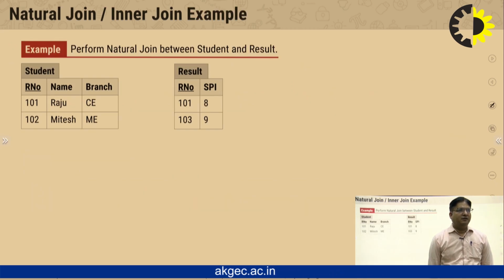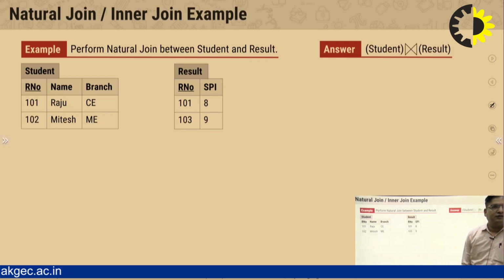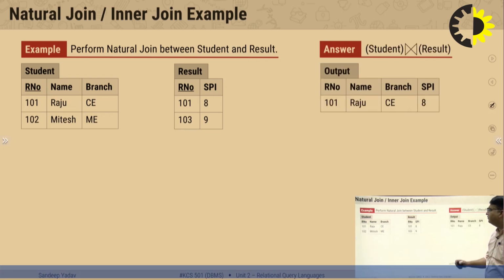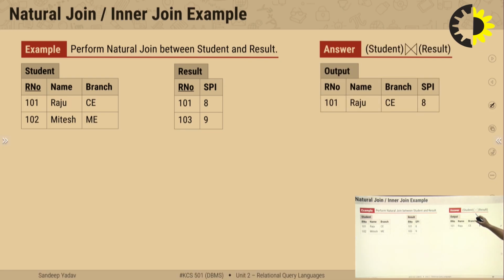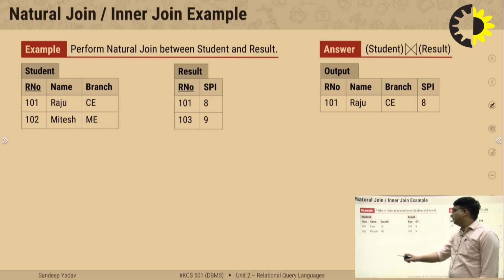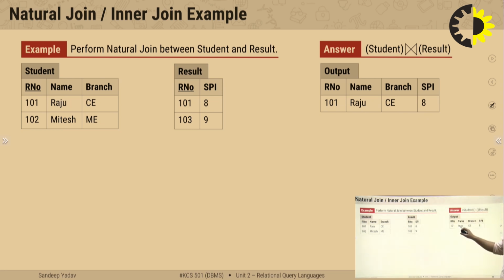Let us perform the natural join between the two tables, student and result. This is how the join operation will be performed: student join result. So what will be the output? In order to perform the join, one attribute is common in both relations, that is roll number. So roll number will be mentioned only once: roll number, name, branch, and SPI that we are going to fetch.